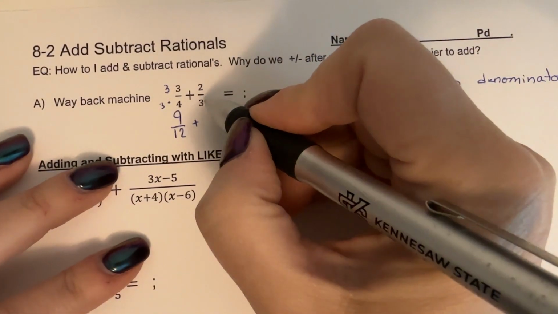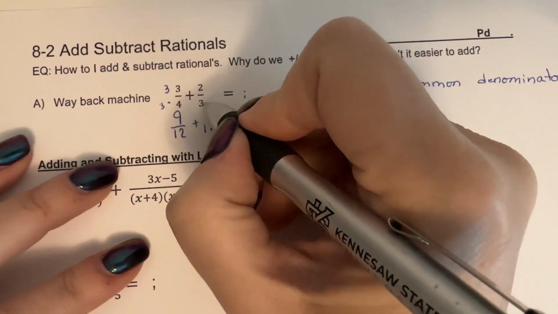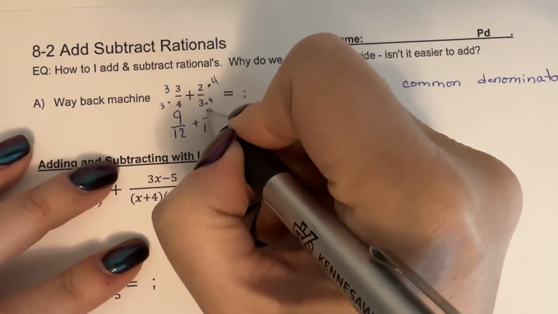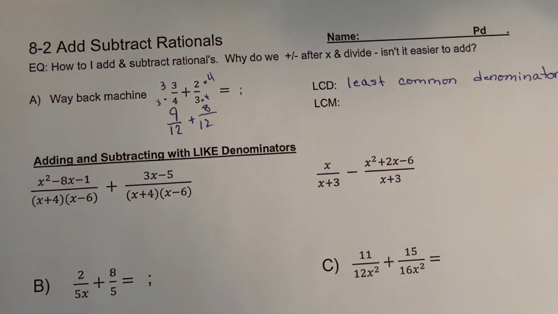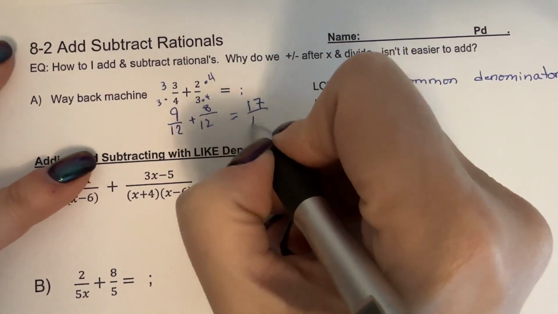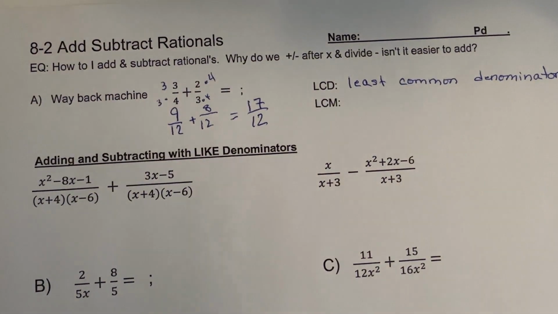Over here on this side, I need this to be a 12 also. So I'm going to multiply by 4 on the top and the bottom. So that becomes 8/12. Now, once the denominators are the same, you're allowed to add those together and you get 17/12. So that's what we're going to be doing today, adding different problems with like denominators. Sometimes they're already going to have like denominators, sometimes they're not.